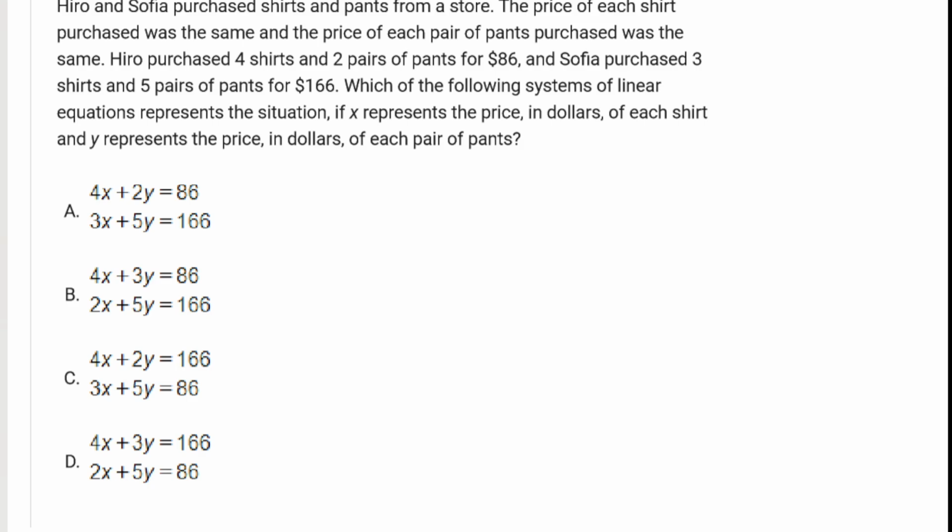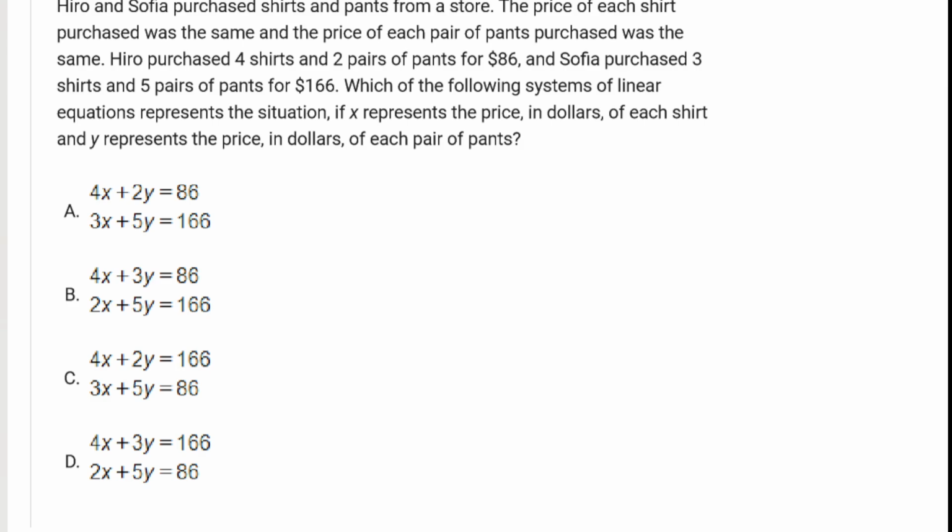I recommend that as each question is presented on the screen, pause the video, read the problem, try to solve it on your own, and then unpause the video to see if you solved it correctly. And if you don't know how to solve it, then of course watch the video solution to develop strategies for solving these kinds of questions.